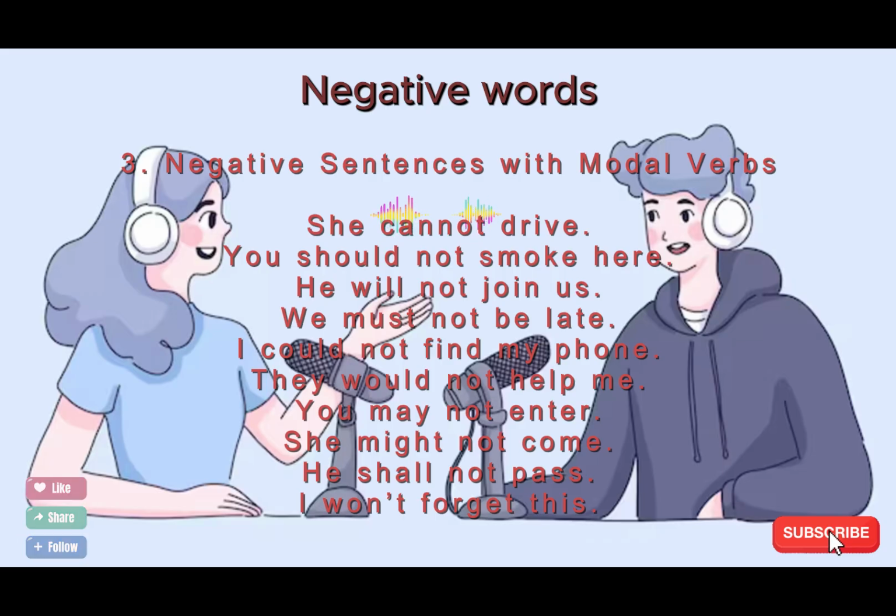No, not really. Possibility with might. She might not come. Or mightn't, though less common. And shall. It's a bit formal or emphatic. He shall not pass. Famously. And you mentioned won't earlier. Right, let's do one more with that common contraction for will not. I won't forget this. So the pattern is clear: modal plus not plus base verb.